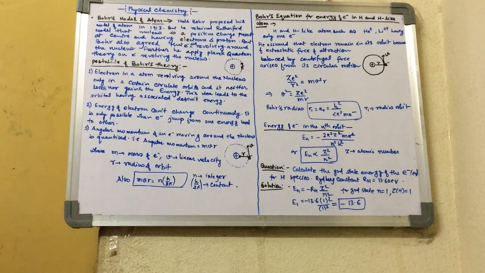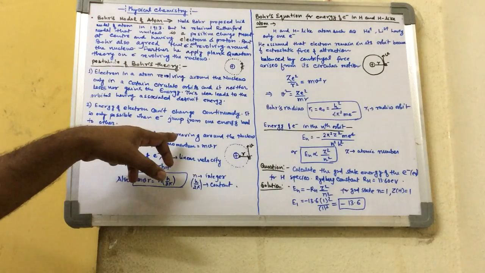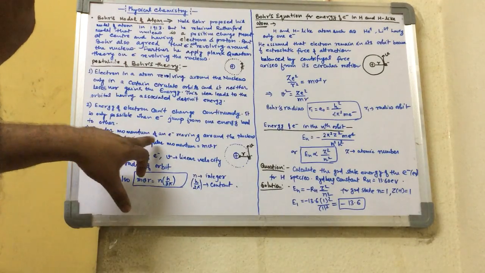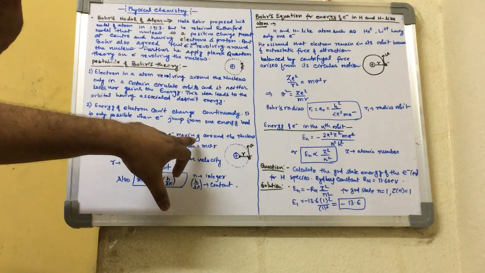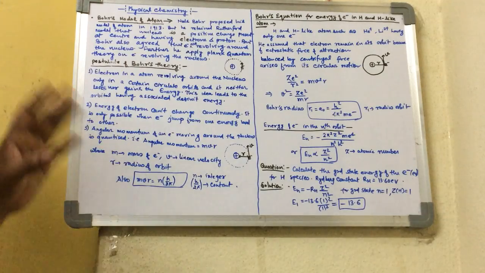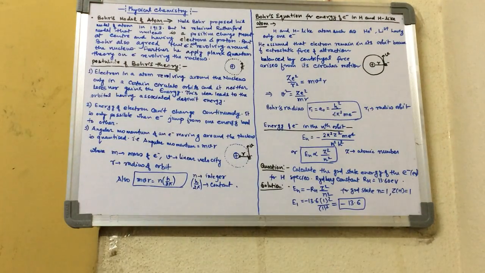Now move to the third postulate. The third postulate says the angular momentum of an electron moving around the nucleus is quantized. Okay, the angular momentum of a moving electron around the nucleus is quantized, meaning the momentum of this moving electron is fixed, not changing.